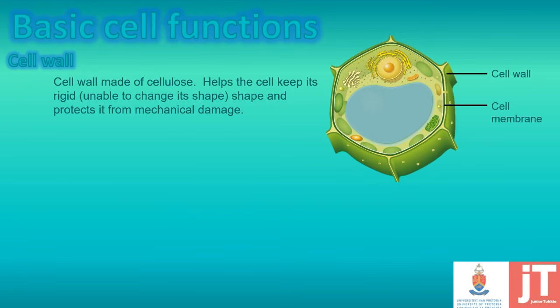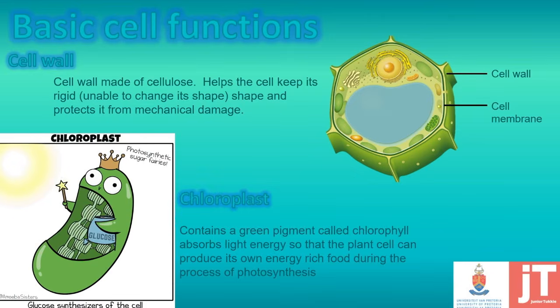So next, but not least, we will have chloroplast. Chloroplast, you will recall from grade 8. This is where the chloroplast contains a green pigment called chlorophyll, and it absorbs light energy so that the plant can then produce its own energy-rich food, which we know as glucose during photosynthesis.